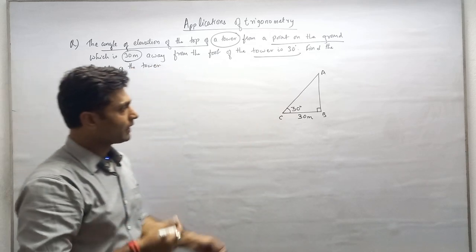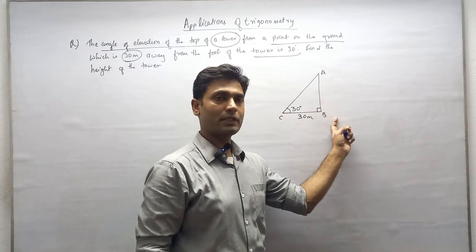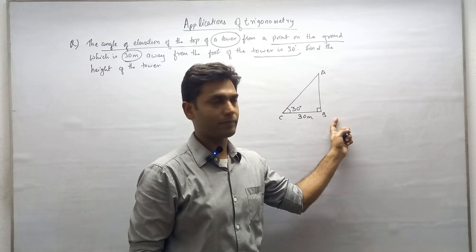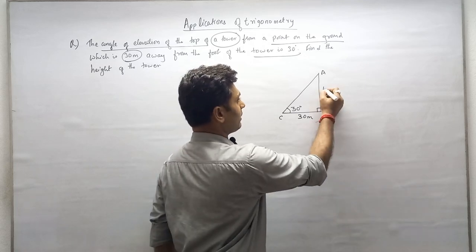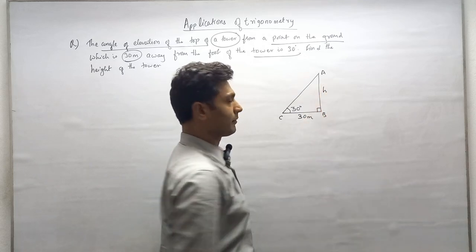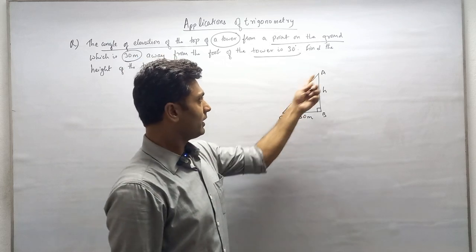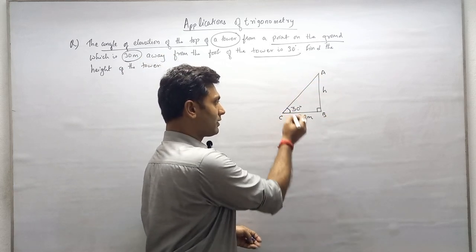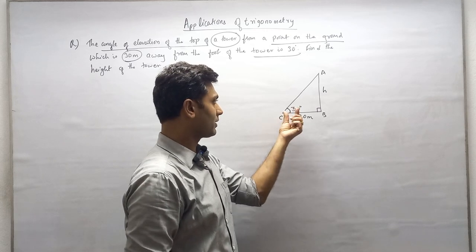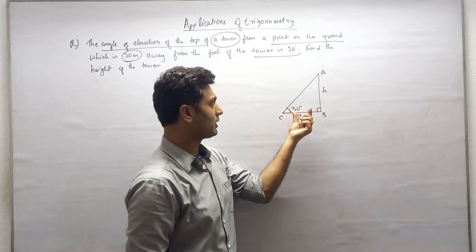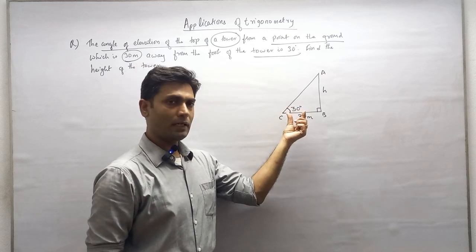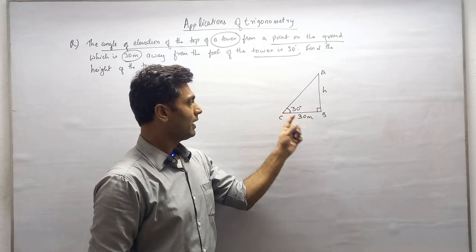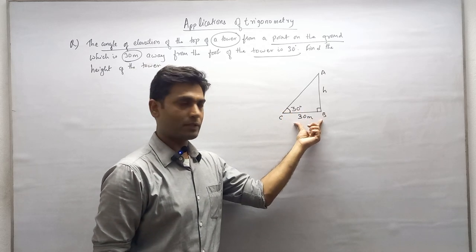Now what we need to find here is the height of the tower, that is AB. We need to find the height of the tower AB. Now in this triangle ABC, C is theta, that is 30 degrees, which we need to use. C is theta, 30 degrees, and the base is given to us.